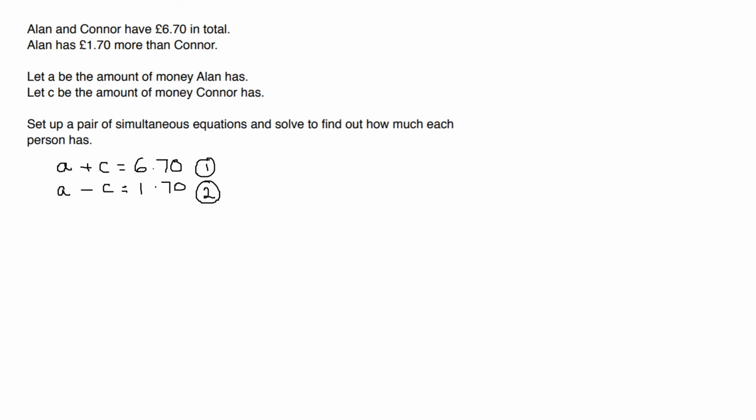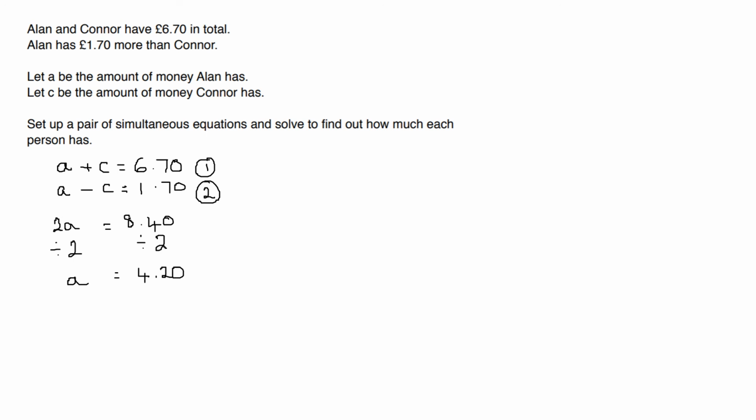I'm going to add these together to eliminate the C's. So if I add them together, A plus A will give me 2A, positive C plus negative C will eliminate, and £6.70 plus 1.7 will give me £8.4. And then let's divide both sides by 2. So A will be equal to 4.2.